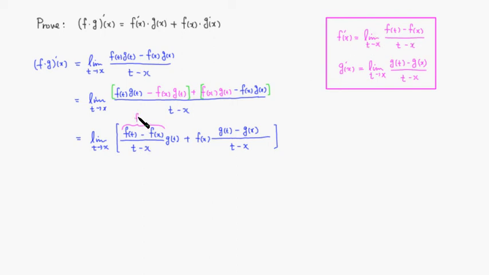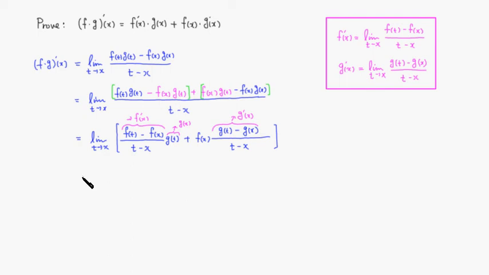So this approaches f prime of x. And g of t, as t approaches x, approaches g of x. F of x is constant because it has nothing to do with t. But here, this is just the definition of g prime, so this approaches g prime of x.